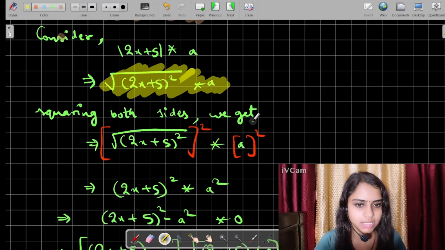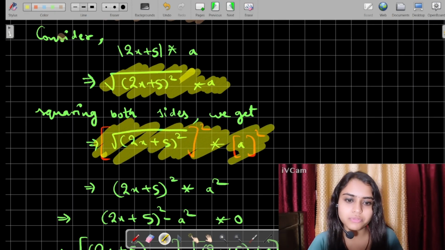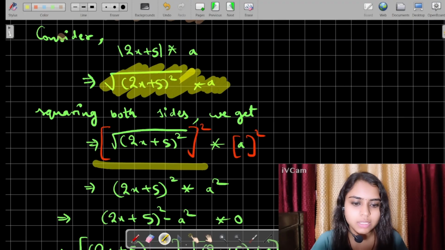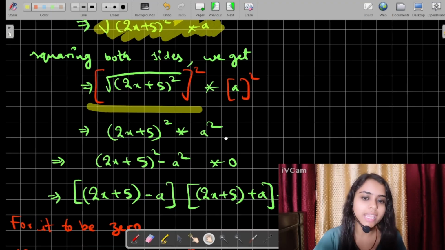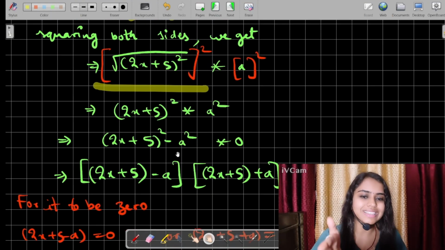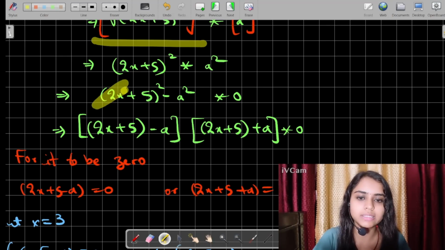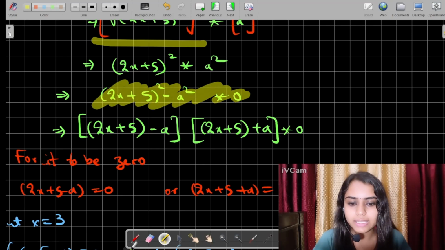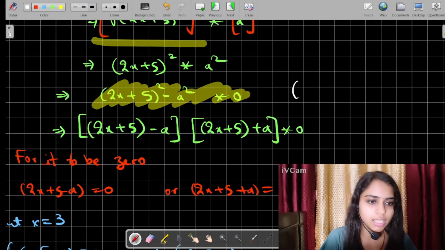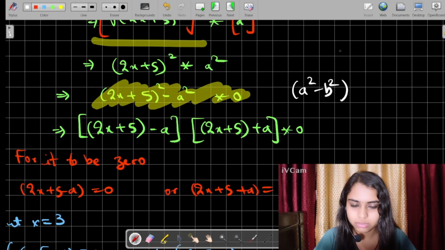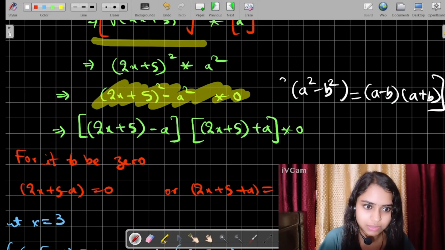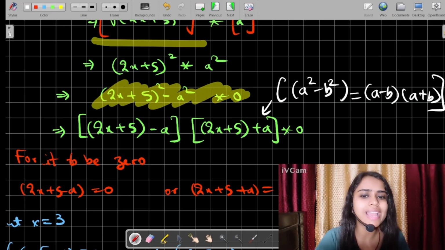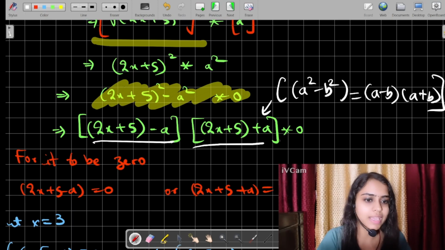So we will be squaring both the sides. If I square both the sides, the under root will vanish. It's 2x plus 5 whole square star a square. I'll take a square on that side. I think you know this identity, right? That identity I have applied over here, and it gives me this. So I have two numbers, okay, and star.